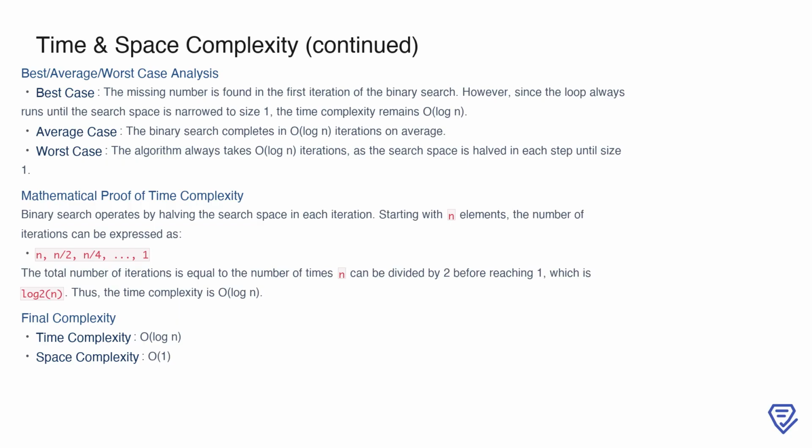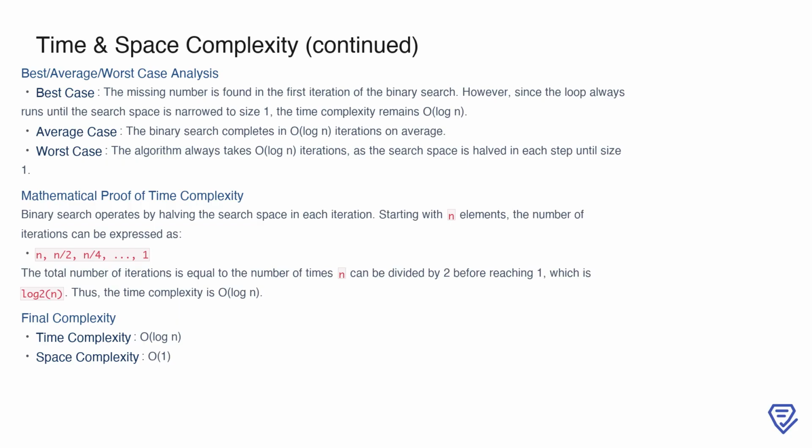Let's now analyze the best, average, and worst cases for the binary search approach. In the best case, the missing number could theoretically be identified in the first iteration. However, since the binary search loop always continues until the search space is reduced to a single element, the time complexity remains O(log n), regardless of when the correct value is calculated. On average, the binary search completes in O(log n) iterations, as the search space is halved in each step.